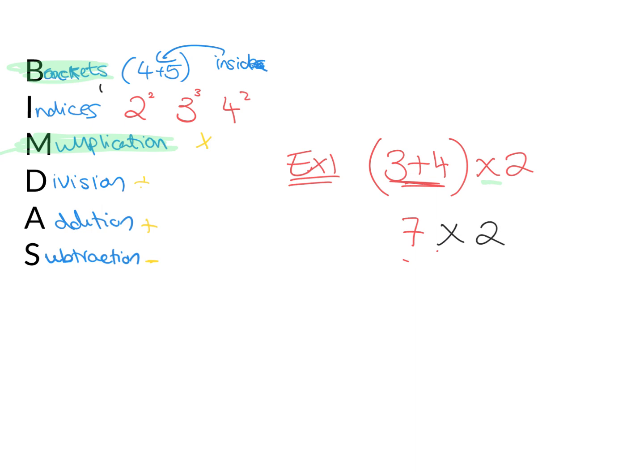Okay, so I've done my brackets, that's a tick. There's no indices, there is multiplication. So that's the bit I do next, and 7 multiplied by 2 is going to give me 14. I can see that there are no more operations to be done. So I've no division, no addition, no subtraction. So happy days, that's the final answer.